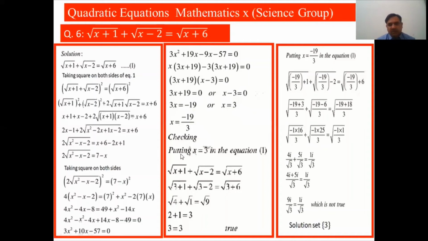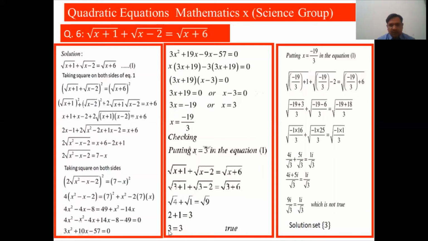So first, putting x is equal to 3 in equation 1, we have square root of 3 plus 1, square root of 3 minus 2, and square root of 3 plus 6. So we have 4, here is 1 and 9. Square root of 4 is 2, plus 1, and square root of 9 is 3.